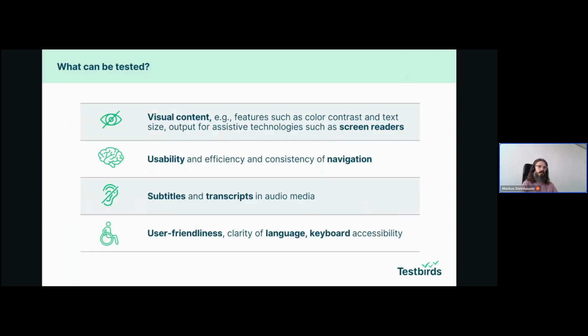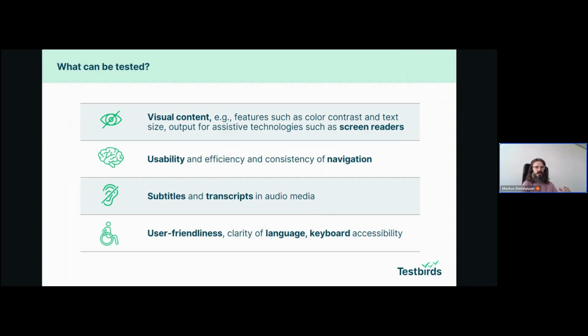So you can do testing with people regarding visual content. You can test stuff like screen readers. You can look at navigation. It goes back to these 4 POUR principles, like the operating principles, and other stuff like audio, media. So it's important to consider these different aspects and not focus on only one topic and then cover that.